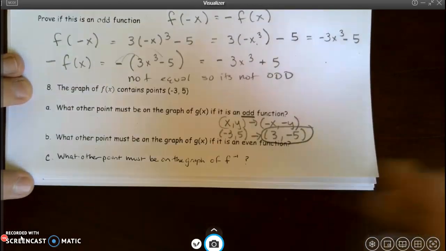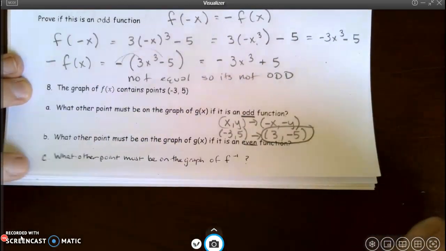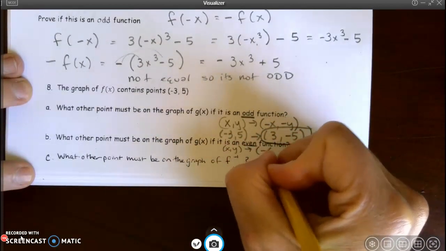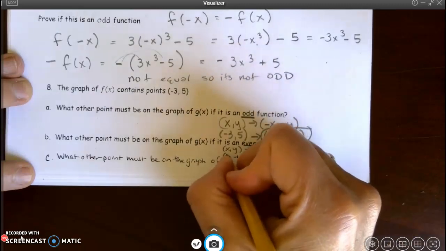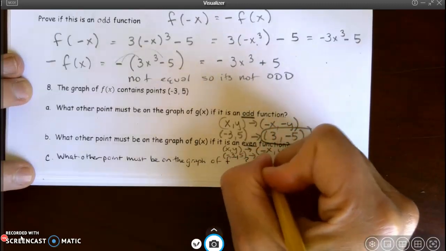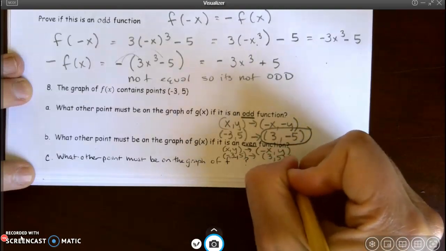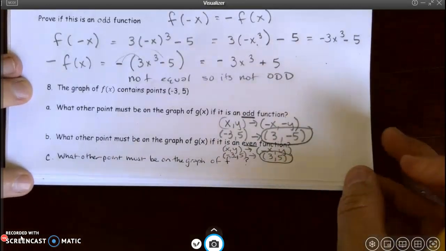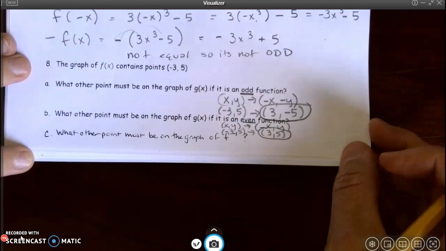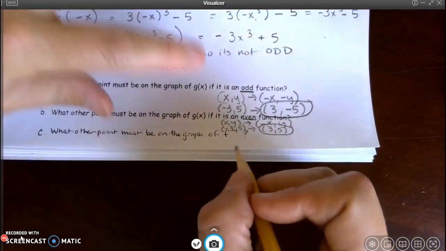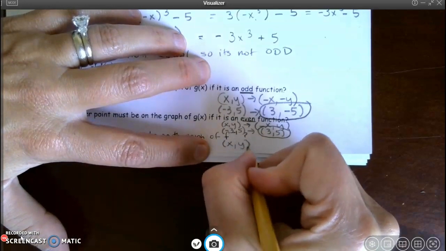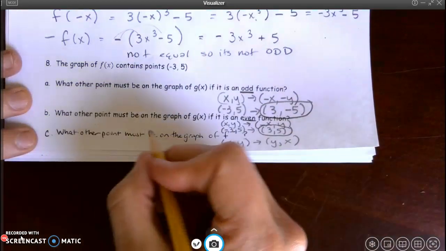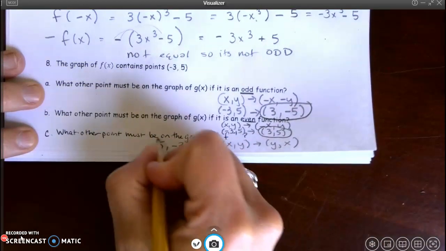What other point must be on the graph if it is an even function? Well, when it's even, it just reflects over the y-axis, so the only thing that changes is x, which means my (-3, 5) is going to become (3, 5). Notice only my x changed. What other point must be on the graph of the inverse of f? All right, well, inverse, that's when (x, y) becomes (y, x). It's when x and y simply switch positions. So I'm going to get (5, -3).